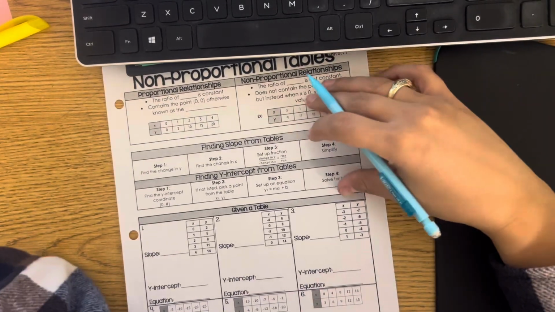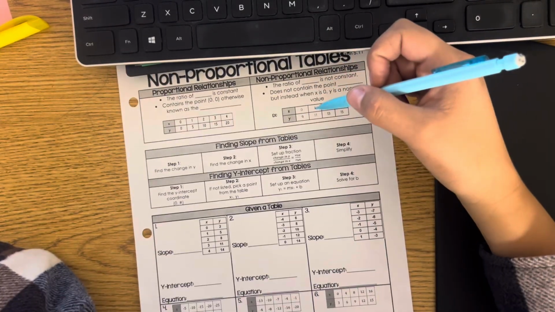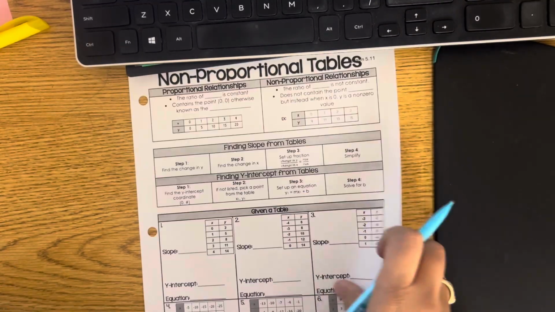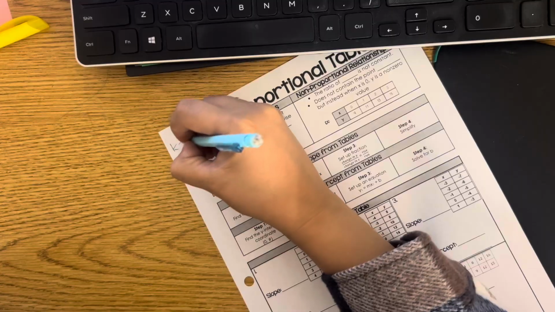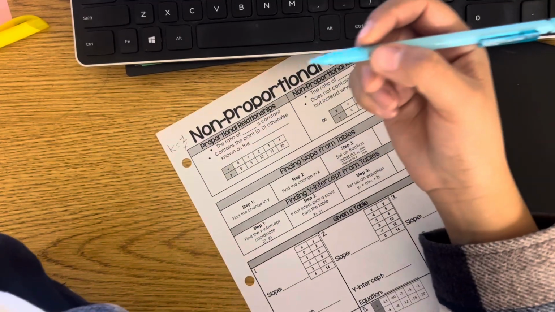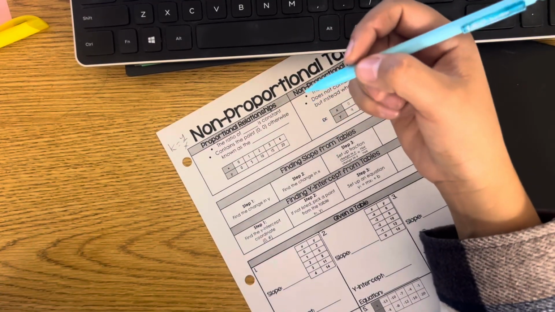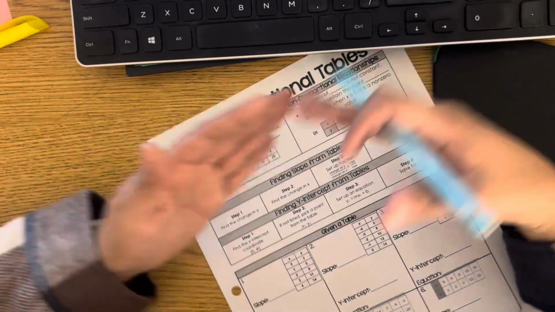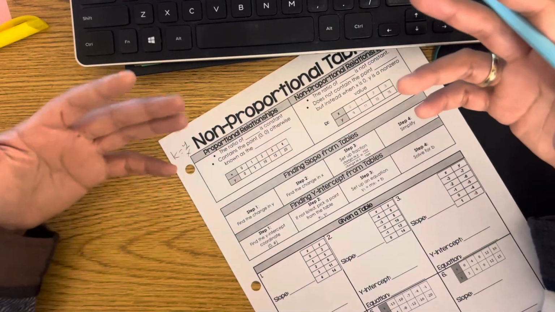Okay, when we last saw tables, we only knew tables as finding k, which when we found k, it was always k equals y over x. All we did was divide y divided by x. But we're going to see today where that doesn't always apply. For instance, I'm going to show you two examples on the tables and why it's going to be different this time.